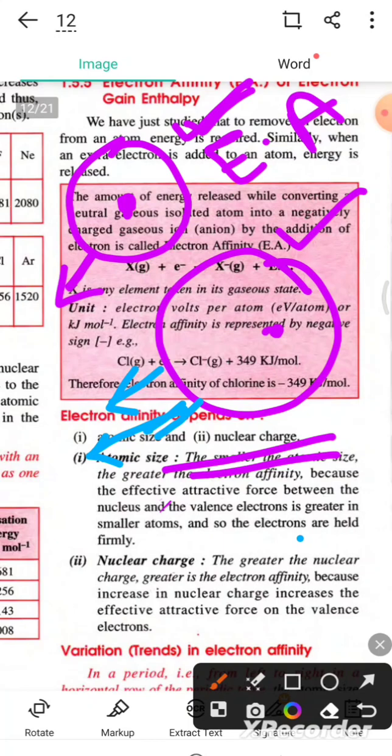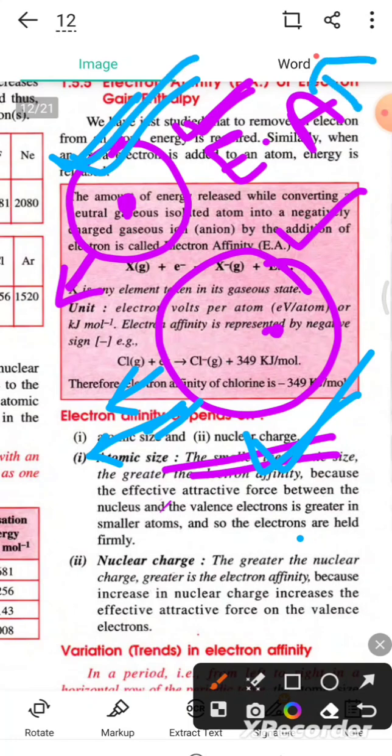Ultimately, let us see the nuclear charge. Here the nuclear charge is more, here the nuclear charge is less. So the greater the nuclear charge, obviously the greater the electron affinity. The less the nuclear charge, the less the electron affinity. I hope you have understood. If you have not understood, see the video once again and try to understand. If you are still unable to understand, then you can ask me in the Zoom meeting.